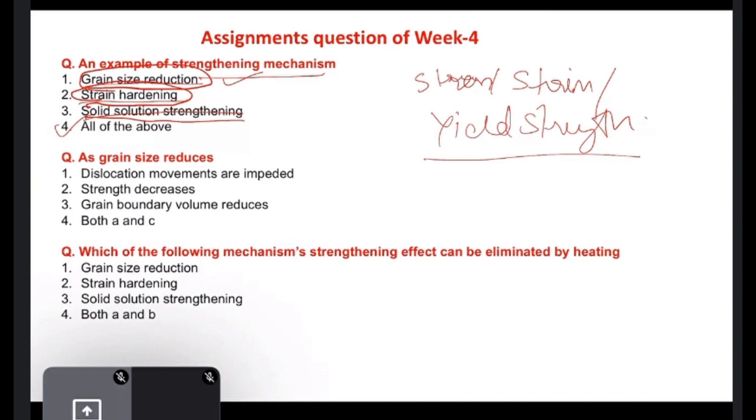As grain size reduces, which of the option is right for the reduction in the grain size? What is the effect? Your options: dislocation movement are impeded, strength decreases, grain boundary volume reduces, or both A and C. Impede means stop or slow down. Okay, so now you can answer this question in a better way. That dislocation movements are impeded or strength decreases. Which of the option is correct?